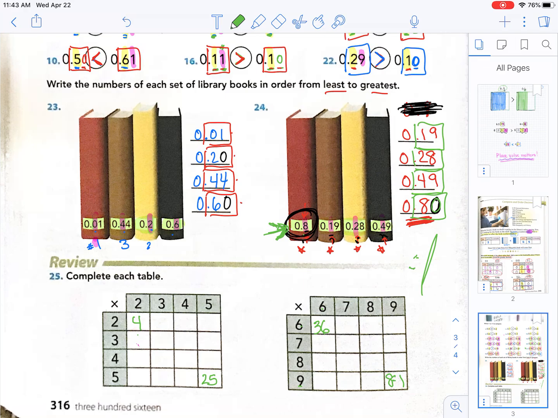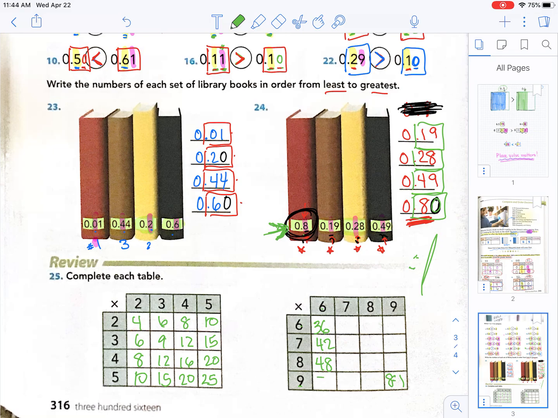4, 2, 4, 6, 8, 10. And then guess what? It goes the same across. 2, 4, 6, 8, 10. Excellent. 3, 6, 9, 12, 15, 18. 4, 8, 12, 16, 20, 24. Okay, 5, 10, 15, 20, 25. Excellent. 6 times 7 is 42.